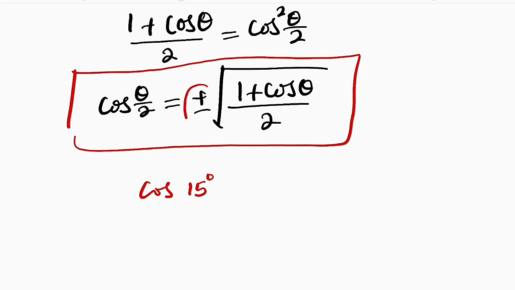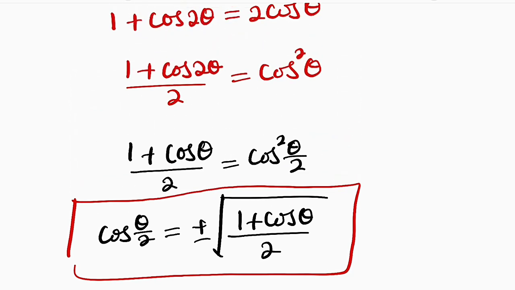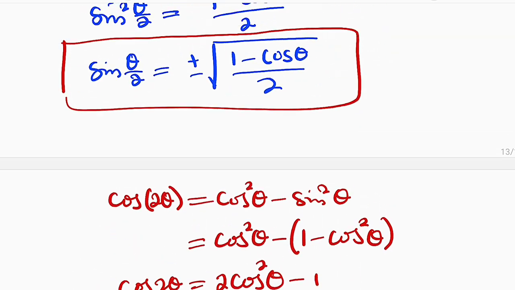Then the plus or minus depends on the quadrant. If you are in quadrant number 1, you use plus. If you are in quadrant number 2, you use minus. If you are in quadrant number 3, you use minus. If you are in quadrant number 4, you use plus, in that order. So we have derived the two important half angle formulas for sine and cosine.